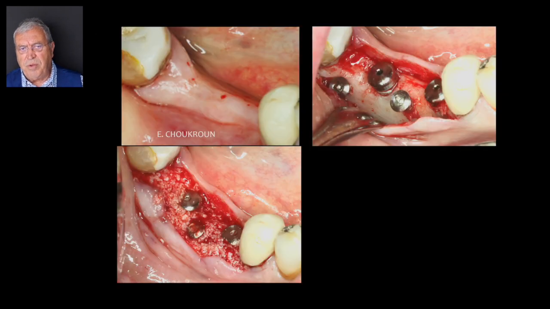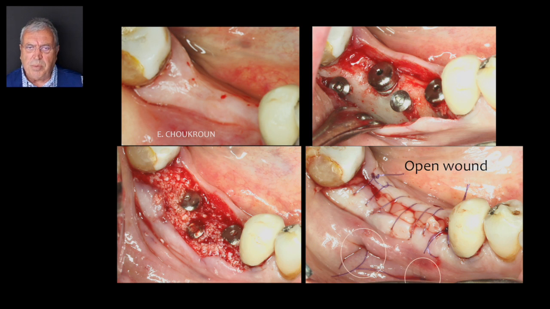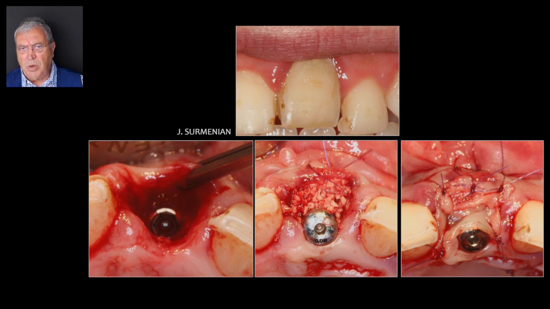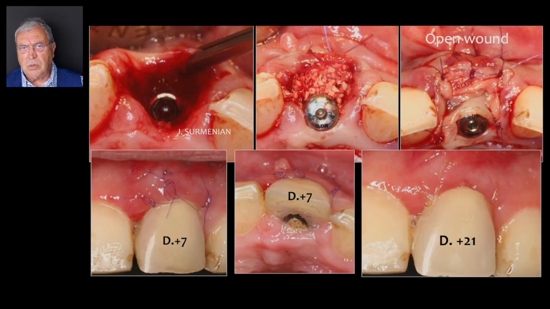Bone augmentation with screw tenting. It's difficult to achieve the primary closure. It doesn't matter, we will leave open. And look how the gum will come to close the site. We cannot close, then we leave open, just by using the Osteo-Immunology protocol and the PRF. And we will get the keratinized tissue and the coverage.